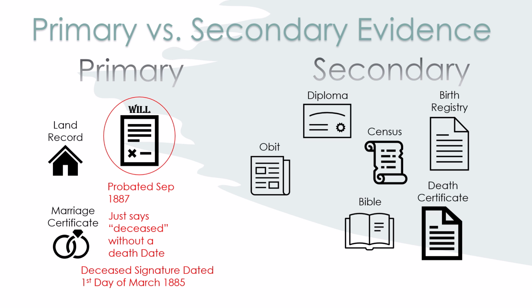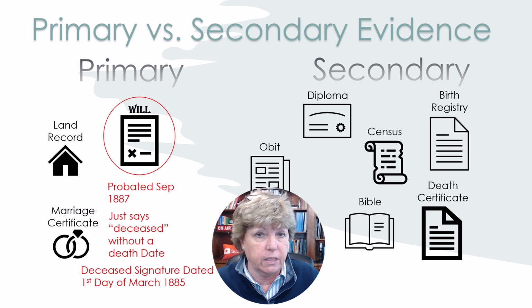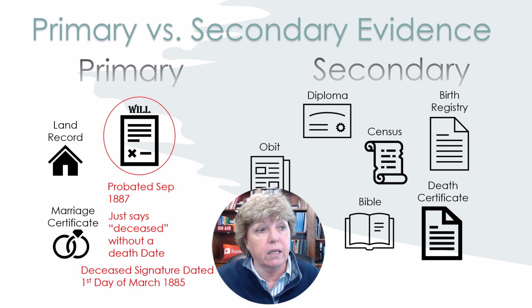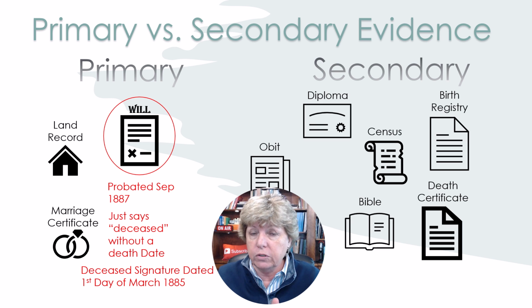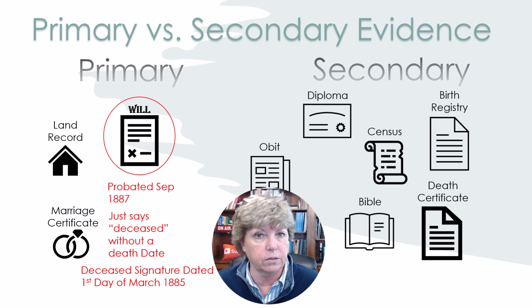And the deceased's signature is dated the first day of March in 1885. Okay, we're getting closer. So we have a deceased, the person who wrote the will, right? That person wrote that and signed it on the first day of March in 1885. And then it was probated in September of 1887. So somewhere between the 1st of March, 1885 and the September court filing, the probate in 1887, that is the range that we have for the death date. So we're getting closer, okay?